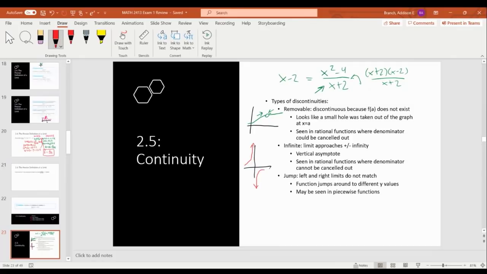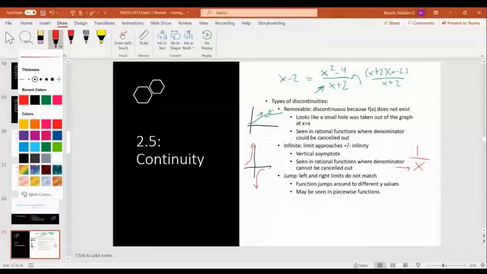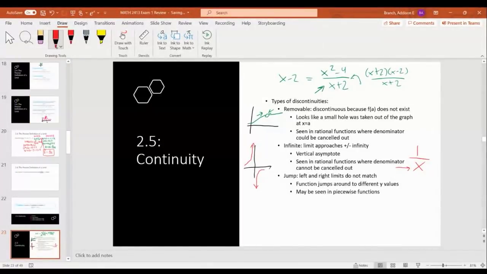And usually that will be seen in a rational function where you can't cancel out a denominator. So an example for this would maybe be something like 1 over x. It doesn't matter what you do to that. There's always going to be that hole at x equals 0, and that's going to go to infinity. And usually you'll see that when the power of the denominator is bigger than the one in the numerator. Or that's just a generalization. Of course, there may be some exceptions, but just in general.